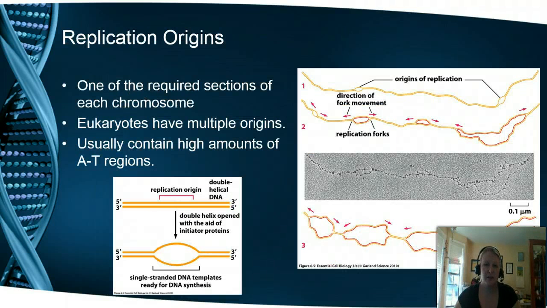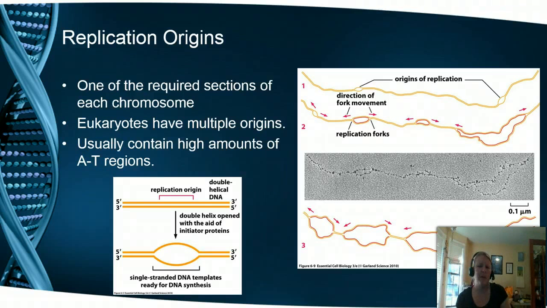So where do we start in replication? We start at the origin. Some chromosomes have multiple origins, some have just one. Eukaryotes, we have multiple because if you consider how long our chromosomes are, we need to have multiple origins so that we can get through it as fast as possible. These origins of replication usually contain a whole lot of adenine thymine bases. It's a good signal as to where this is, and you'll see that it's there.